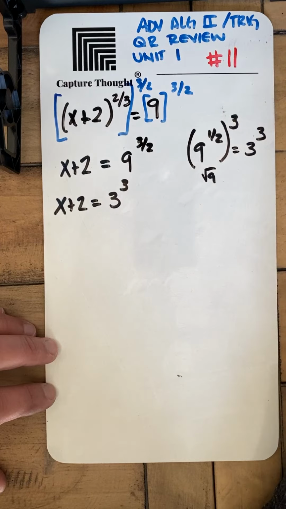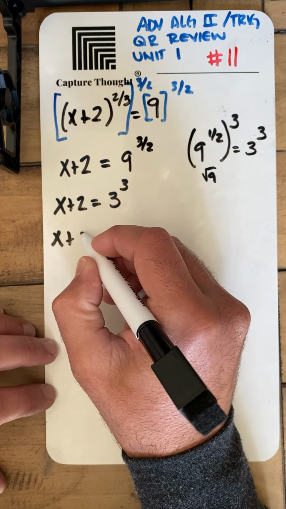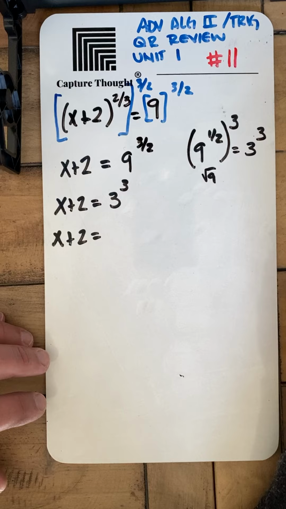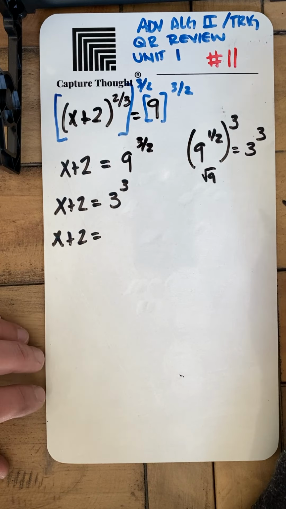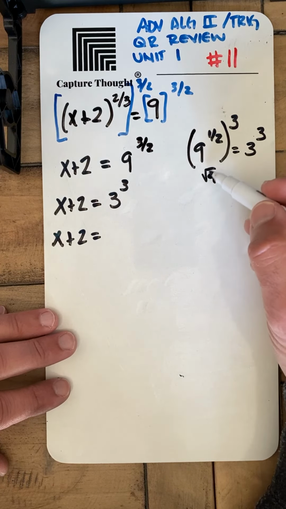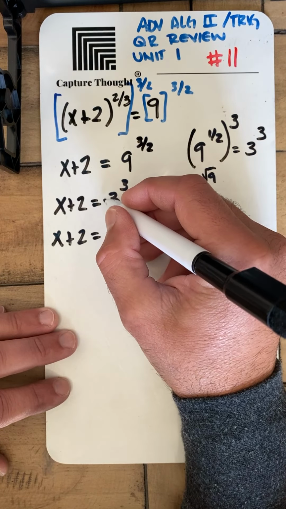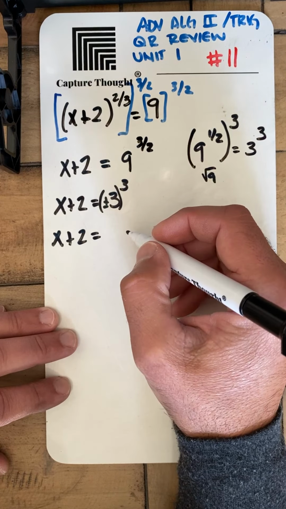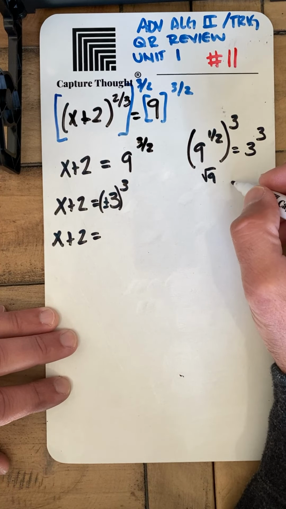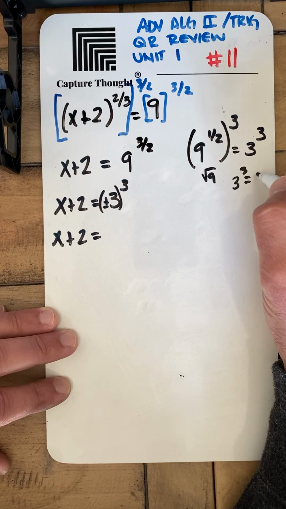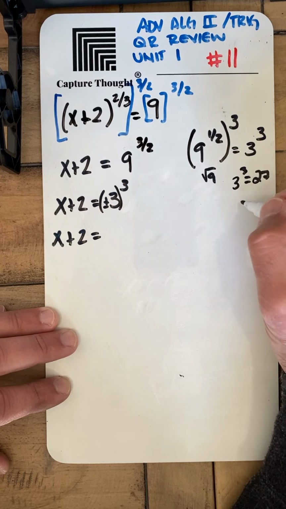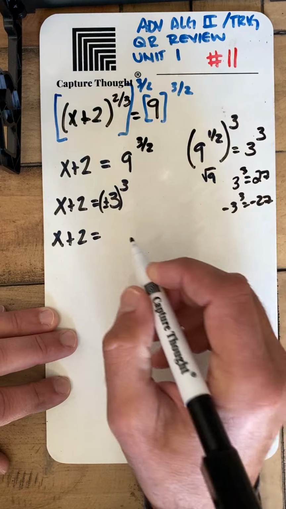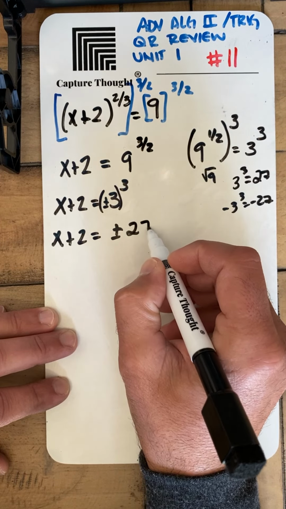And that's how I got that stuff over here. So x plus 2 is equal to, when I take the square root of 9 over here, this is actually plus or minus 3, all cubed. Sorry if I left that out. So if I take the positive 3 cubed, I would get 27. And of course, if I took the negative 3 cubed, I would get negative 27. So I get plus or minus 27 over on this side.